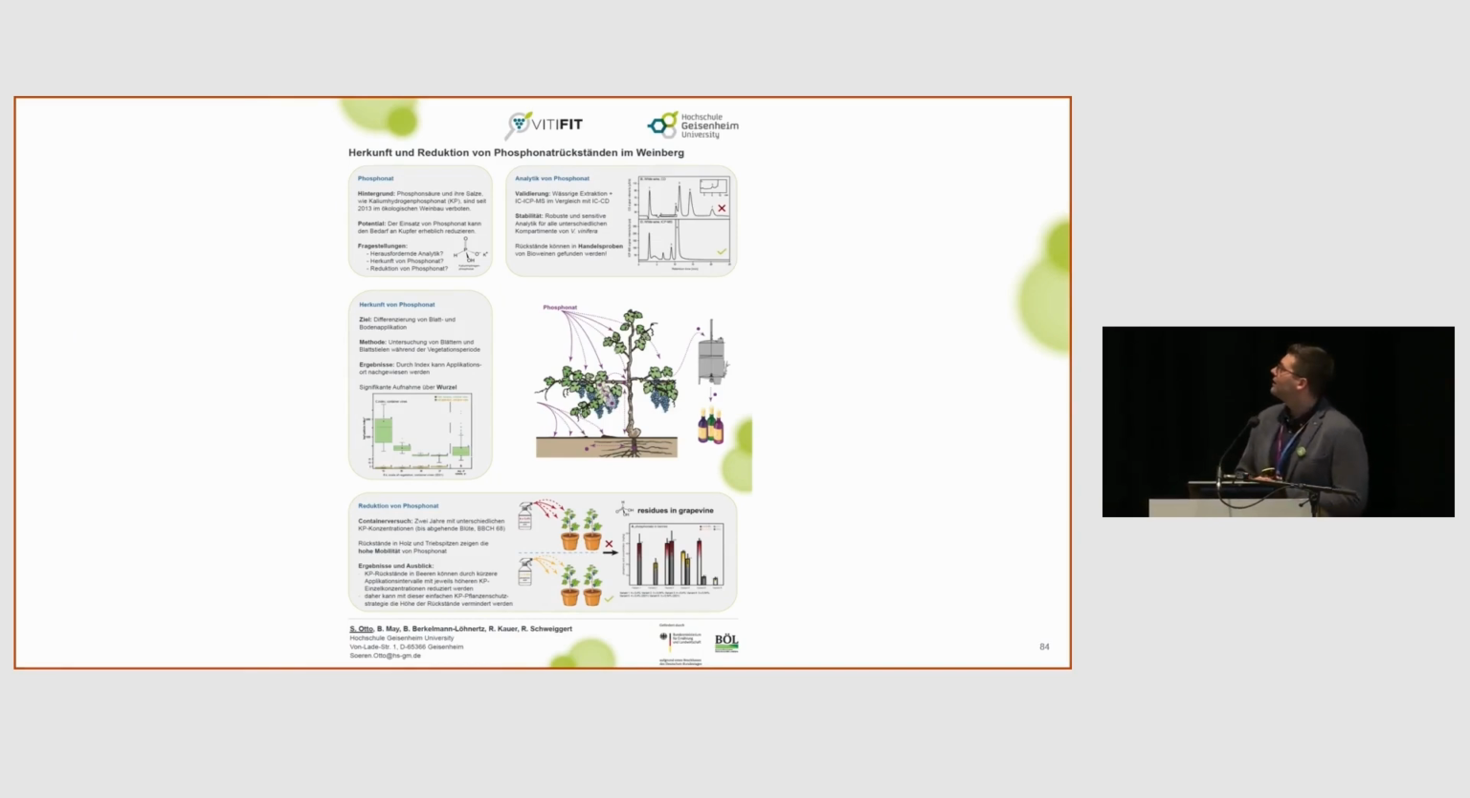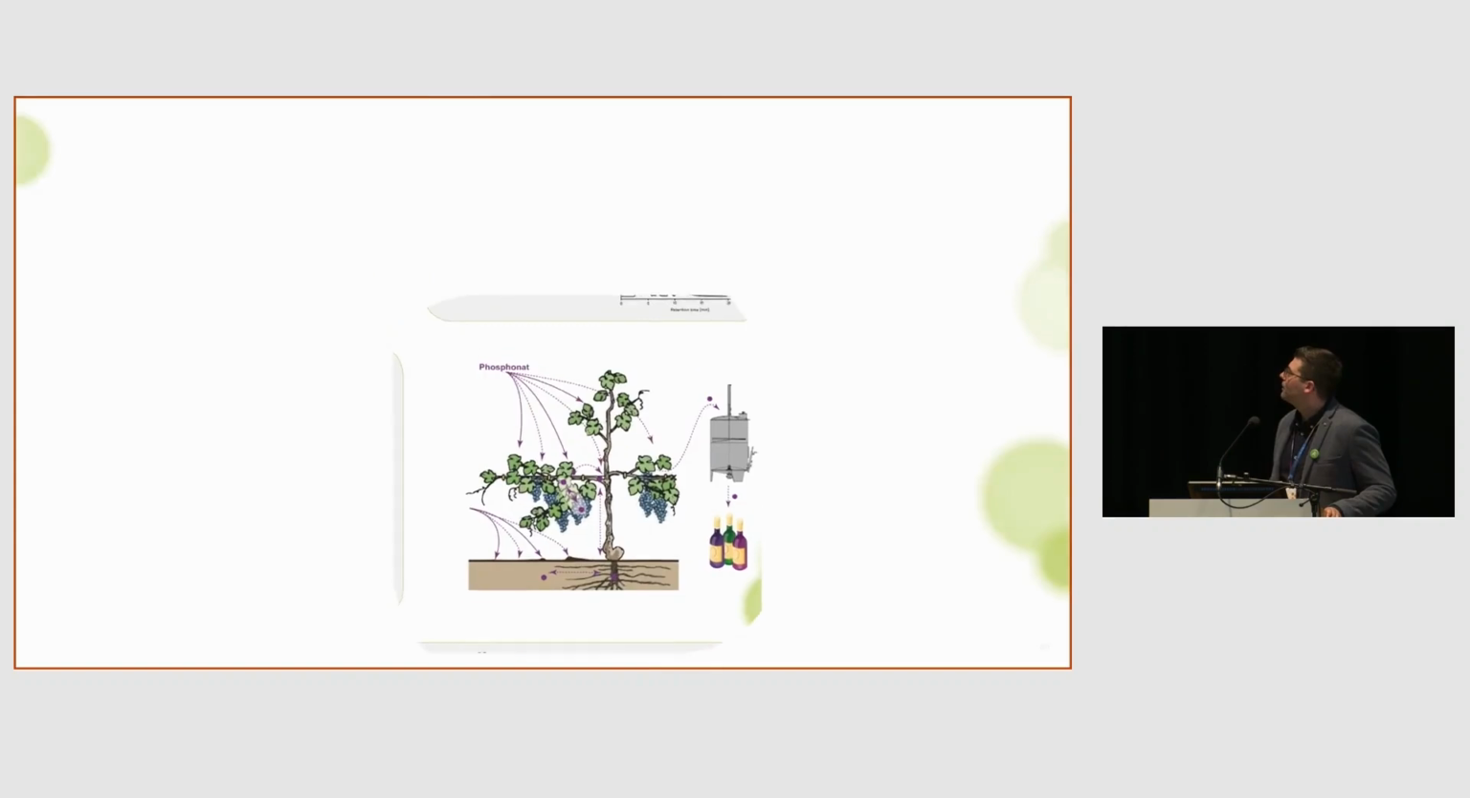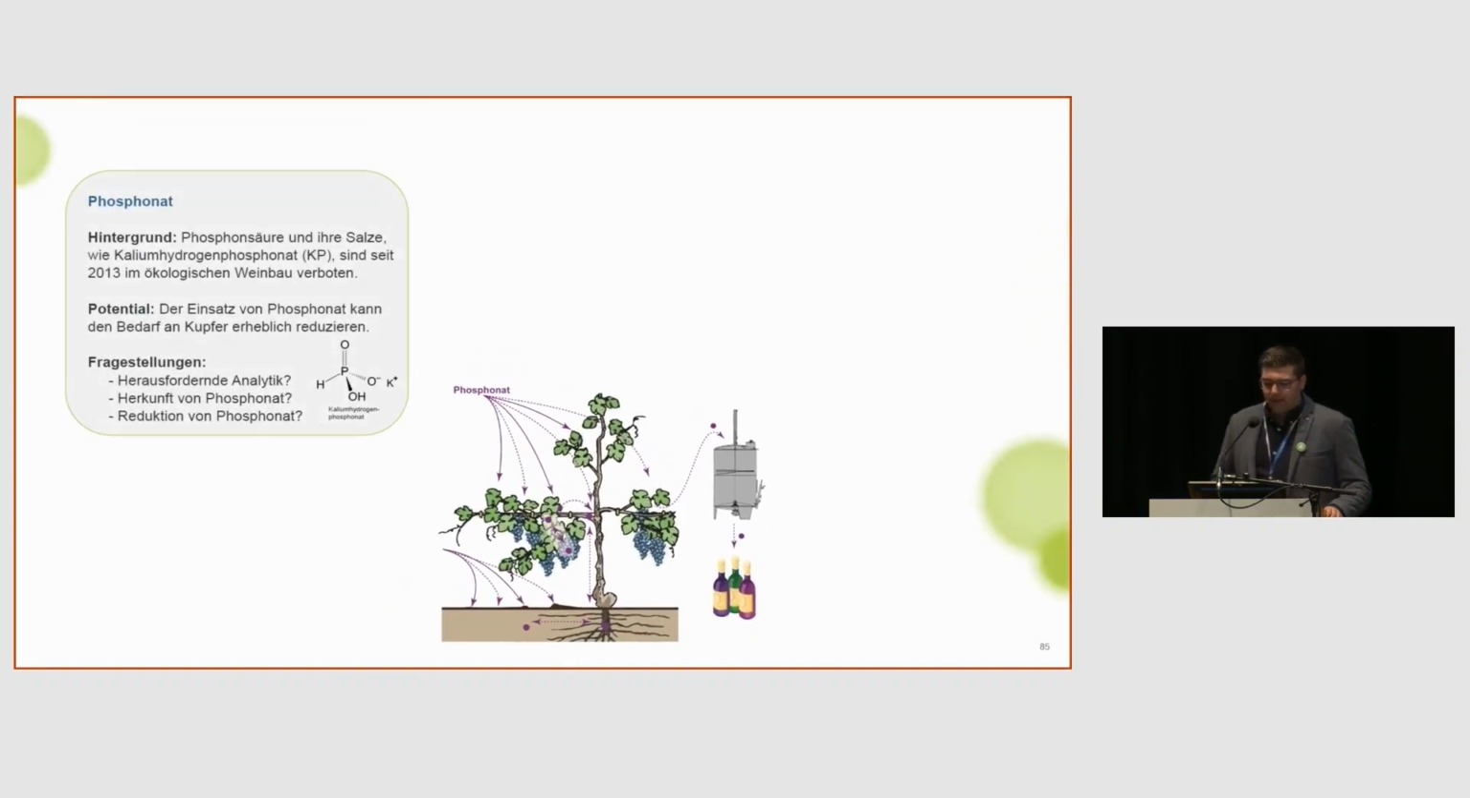Well, this is the next poster, also to your right. The origin and reduction of phosphonate residues in the vineyard. So phosphonate was admitted until 2013, and it has the potential to reduce the use of copper, and particularly to tone down the more extreme years and reduce the copper load.